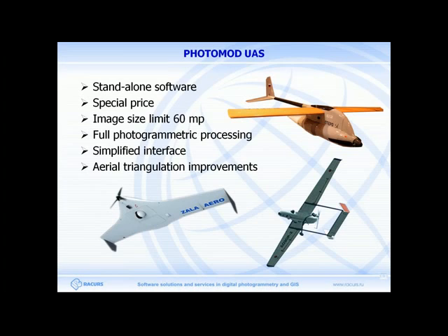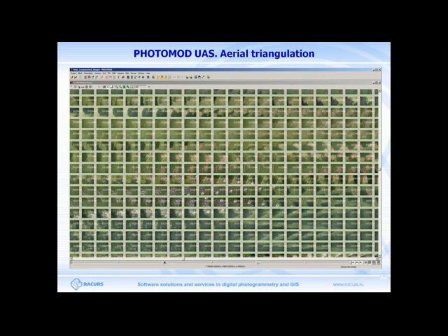With an increased interest in UAS as an alternative to traditional aerial survey, we decided to develop separate specialized software, PHOTOMOD UAS. PHOTOMOD UAS is independent software oriented only at data from UAS. PHOTOMOD UAS has all the basic functionality of full PHOTOMOD, has a more user-friendly interface, but has limits in size of uploaded images, 60 megapixels.